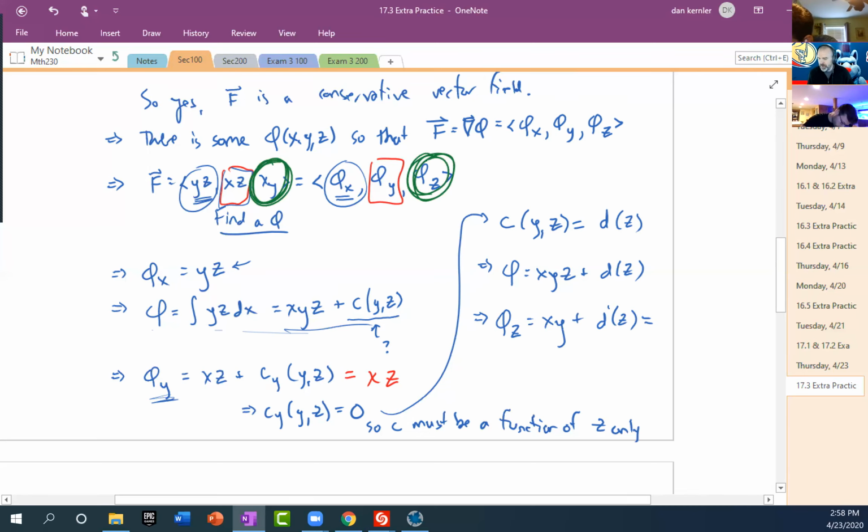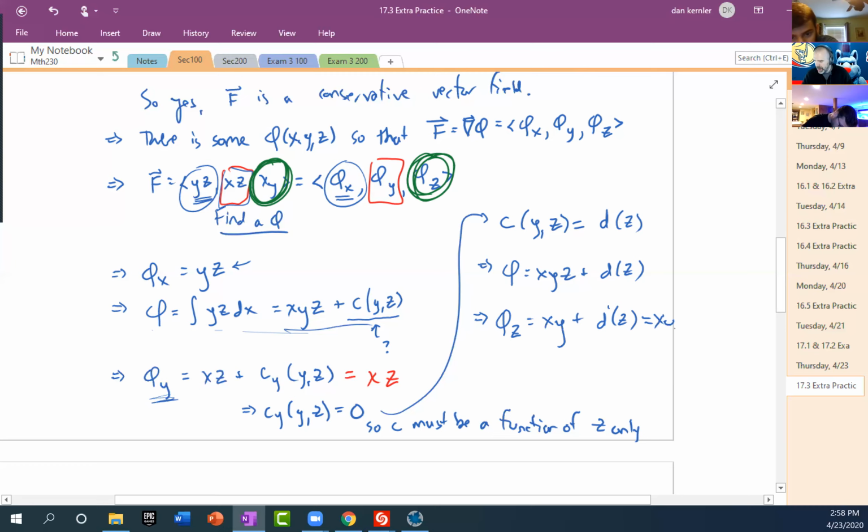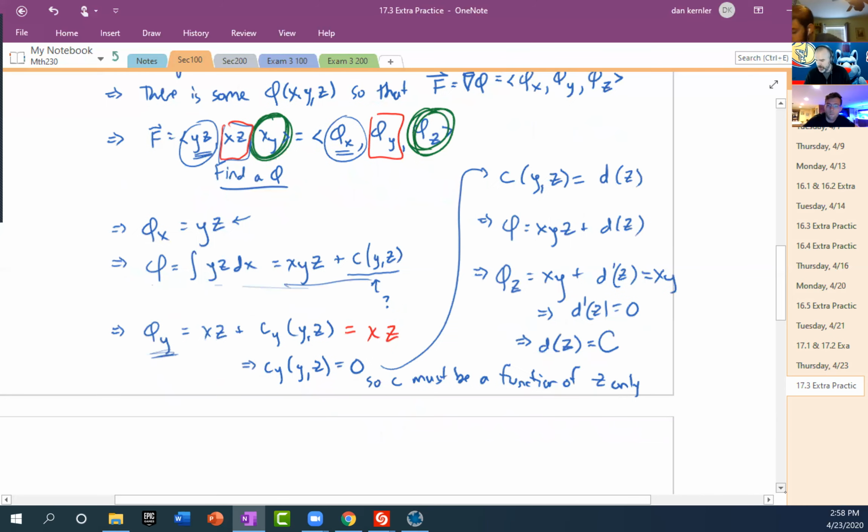Circle those in red. That must be equal to the third component of our field, which is equal to xy. Well, that means that d prime of z is also 0. So what does that mean about d of z? It has to be a constant. Got to be some constant. And then we are done, and I'm out of space.